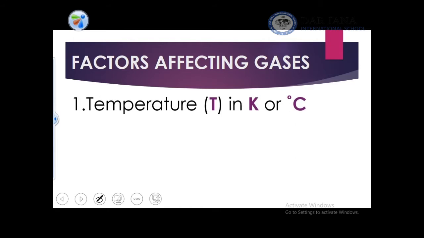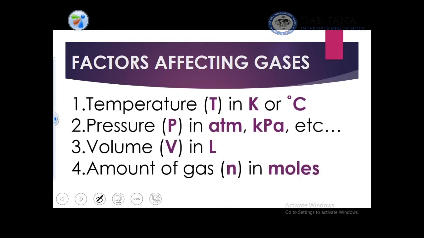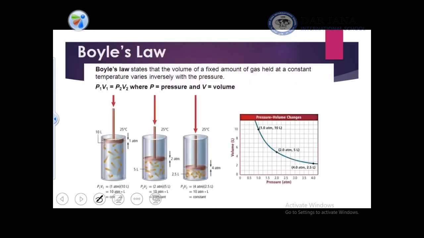First of all, let's start with the factors that affect the gases. Number one, temperature, that can be in Kelvin or Celsius. Number two, pressure, that can be in atmosphere or kilopascal. Number three, the volume, which can be in liter, and the number of moles, that represents the amount of gases.